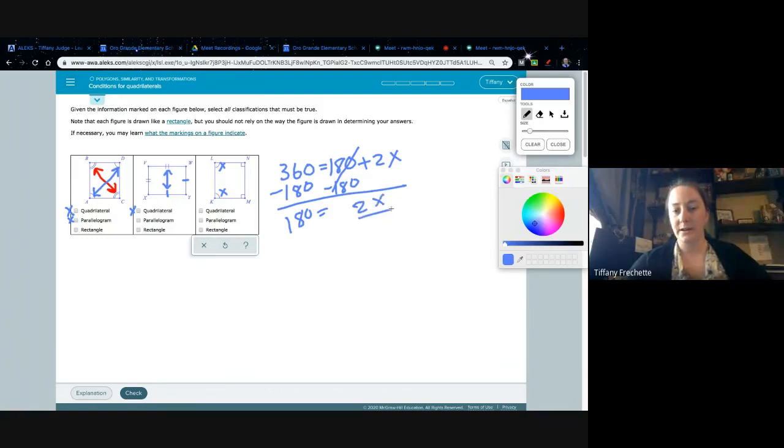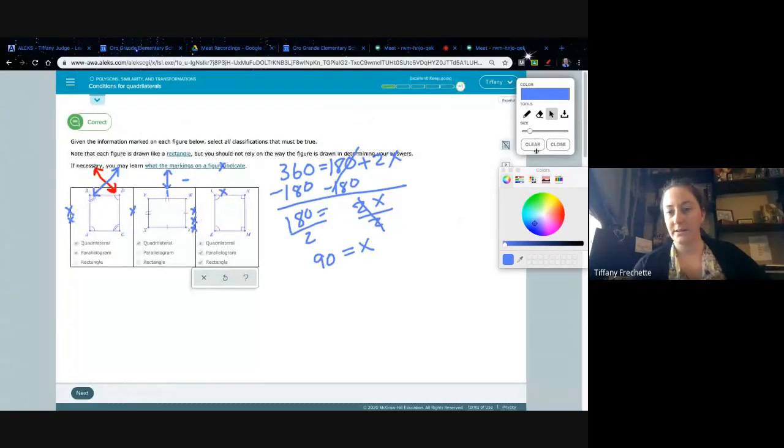And I bring 2x down, and I'm going to divide by 2, and I end up with 90 equals x, because 2 divided by 2 cancels. So I just proved that they're all 90s. If they're all 90s, then it's a rectangle. It's a quadrilateral with all 90s, and that means it's a parallelogram. So it's all three. So I can go check, check, check. All right, so we should be good to go.